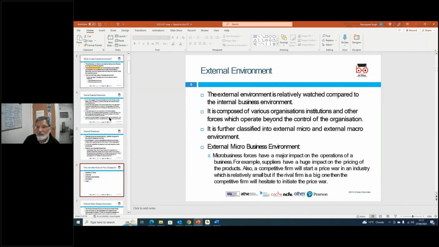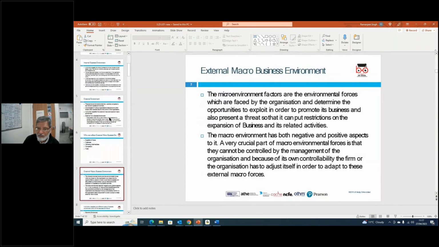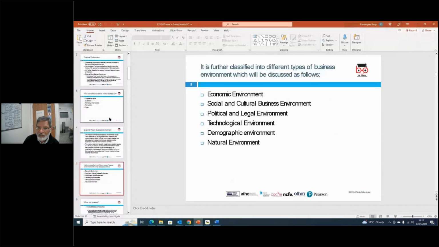Okay, so looking at the micro environment, we are talking about the customers, the competition, the market, the suppliers of inputs, and the public. And external factors, we said, are the other factors that are outside the control of the organization, like economic environment, social and cultural environment, political and technology, demographic and natural environments.